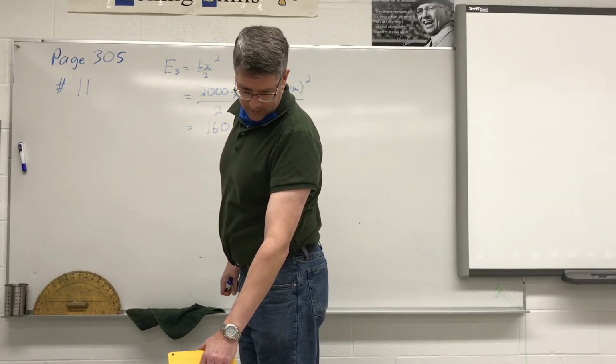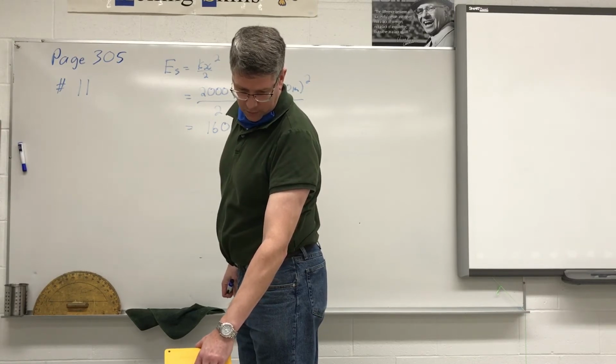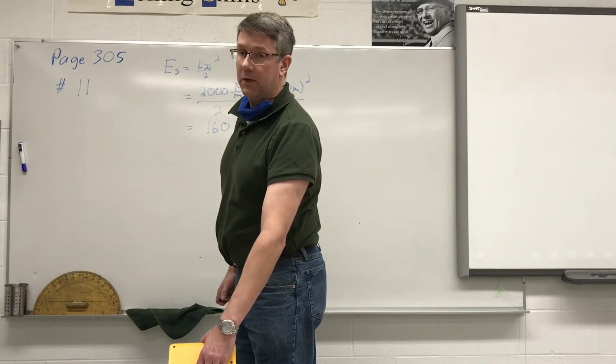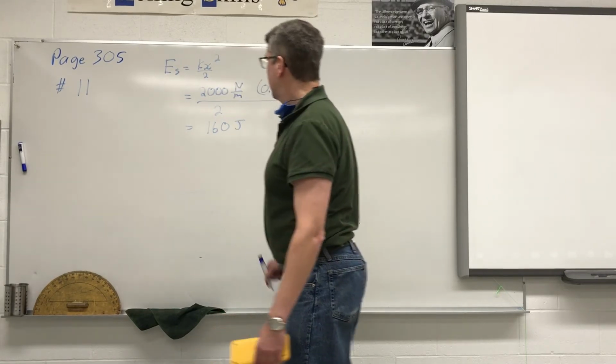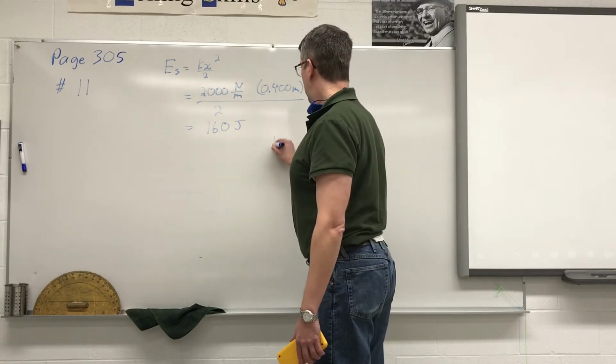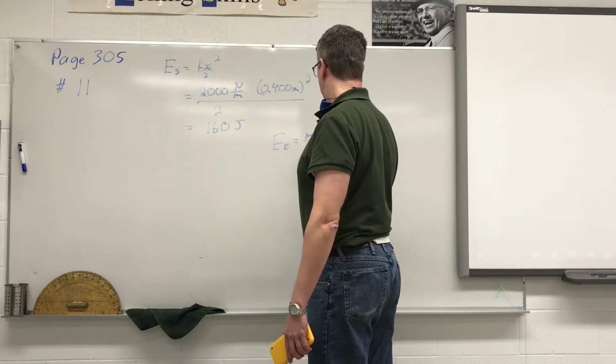Part B, if this spring transfers all of its elastic potential energy into kinetic energy of a 2 kilogram mass, what speed would that mass have? Assume the initial speed of the mass is equal to 0. So all of this is going to be converted into kinetic energy. So our kinetic energy is equal to mv squared divided by 2.